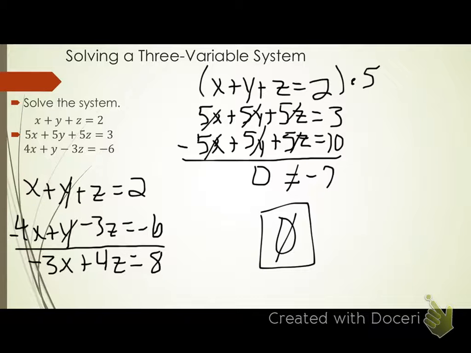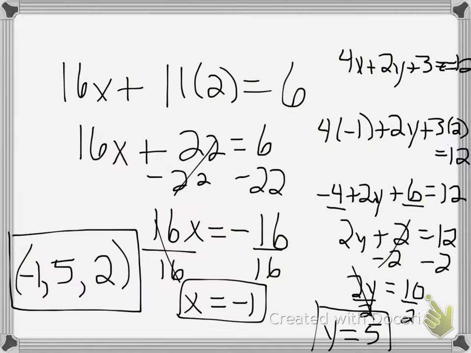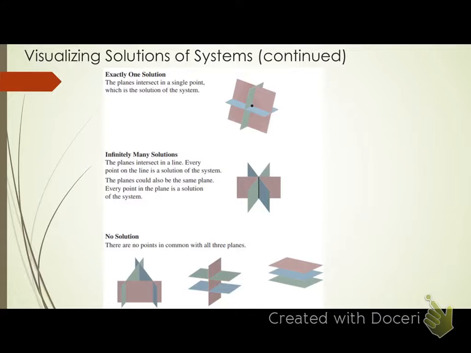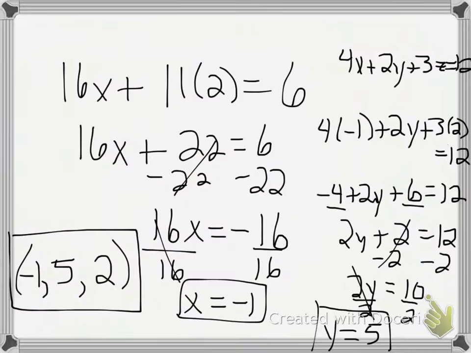No solution. This is like one of those where all three planes do not have a point in common. They're either all parallel with each other, or two are crossing through one, or they're all crossing one somewhere, but they all three do not have a point in common together. Okay? So it'd be no solution.